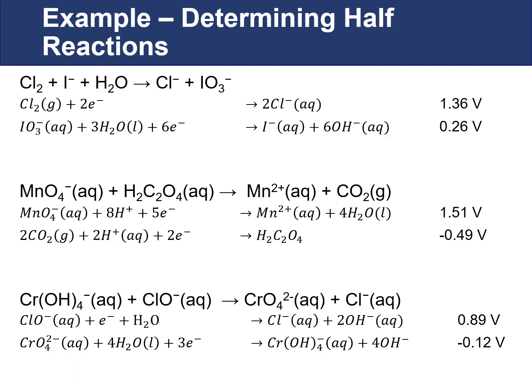Let's now look at a couple of examples of how we would determine our overall cell potentials for some of the redox reactions that we used earlier when we were trying to balance redox reactions and determine oxidation and reduction half reactions. So in our first example, we have Cl2 reacting with I- and H2O to form Cl- and IO3-.